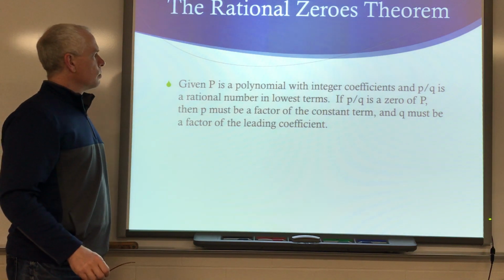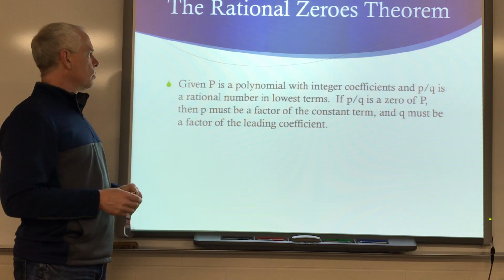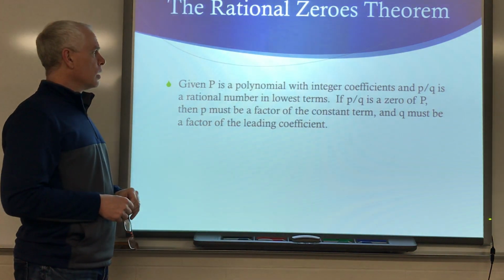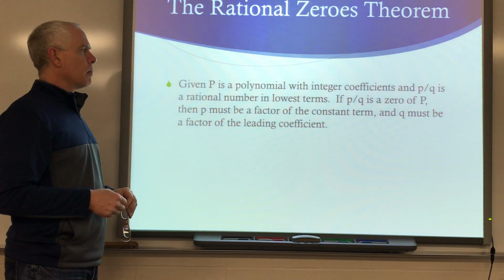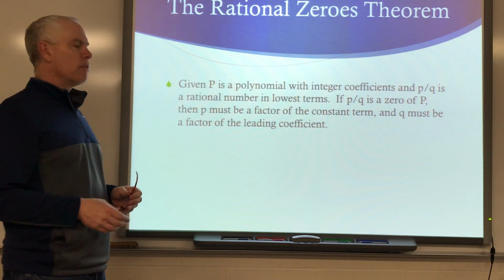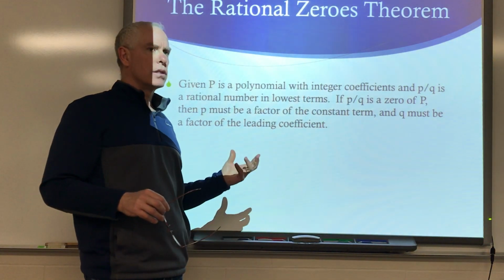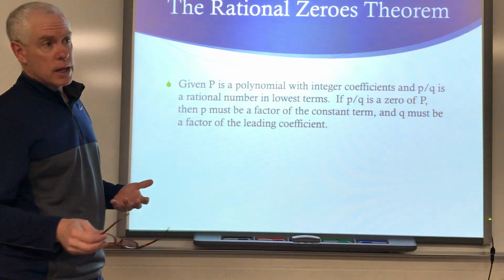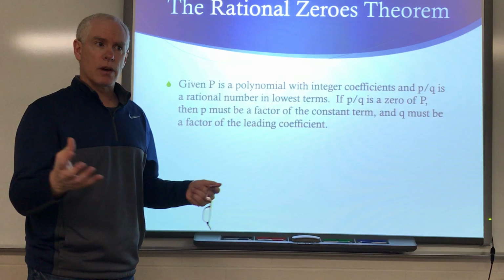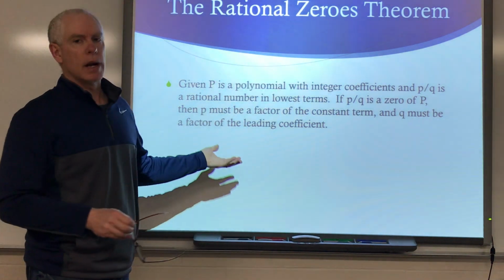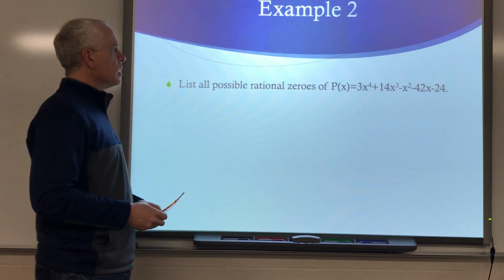The rational zeros theorem. Given p is a polynomial with integer coefficients, and p divided by q is a rational number in lowest terms, so 2/3, 3/4, that kind of thing. If p divided by q is a 0 of p, then p must be a factor of the constant term and q must be a factor of the leading coefficient. They're going to use this theorem to ask you to list all the possible rational zeros. Where we're headed with this is we're going to be trying to find all of the zeros, and we're going to try to make our life a little bit easier by finding the rational ones first, which are easier than irrational numbers.